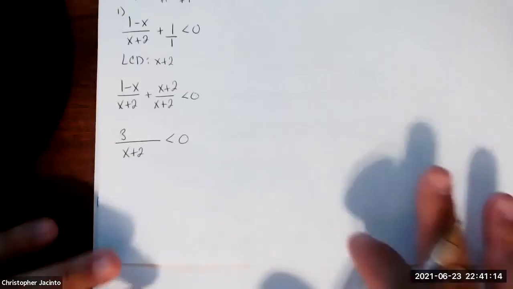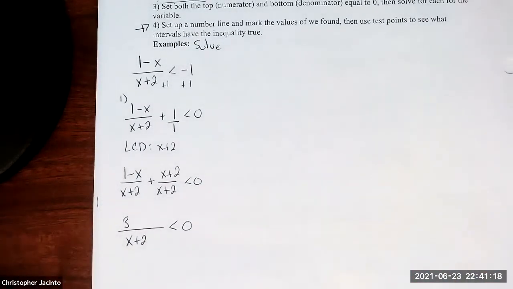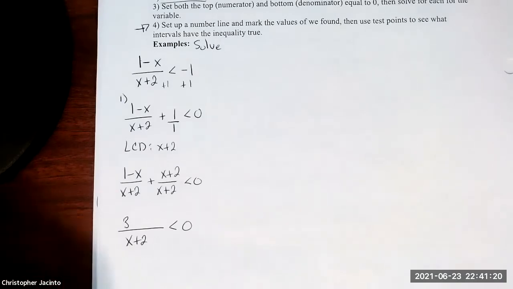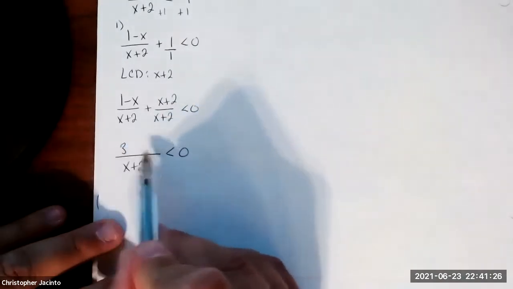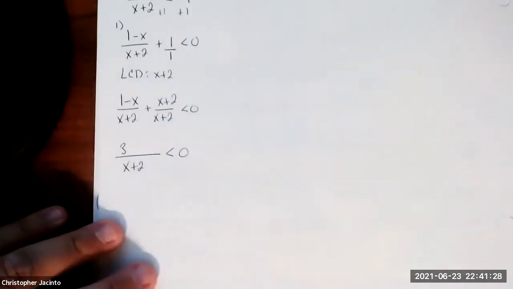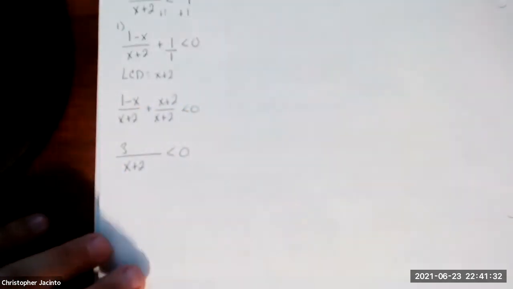So now we go on to step 3. Step 3 says we're going to set both the top and the bottom equal to 0 if we can. What I mean by if we can is if there's no variable on top, we don't have to set the top equal to anything. It's gone, meaning we just did half the work. We only have to do one side. We just set the bottom equal to 0.